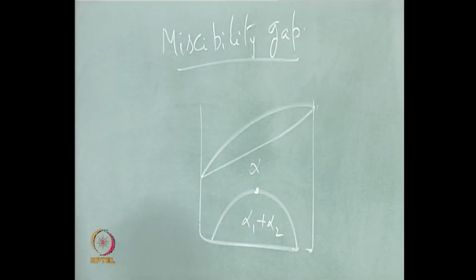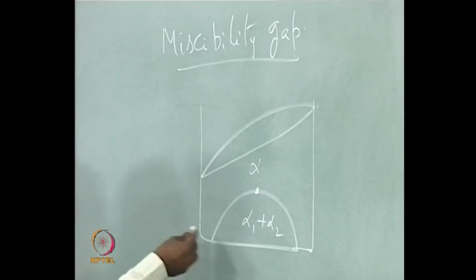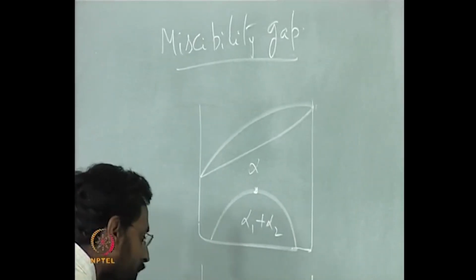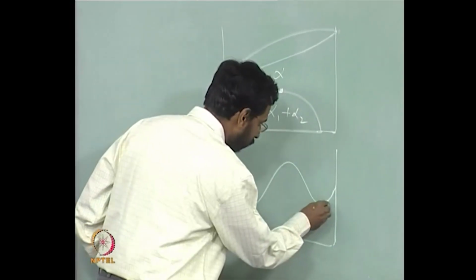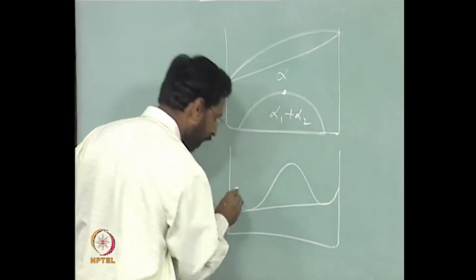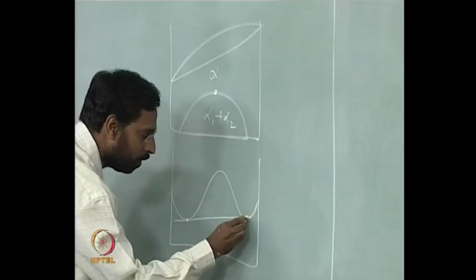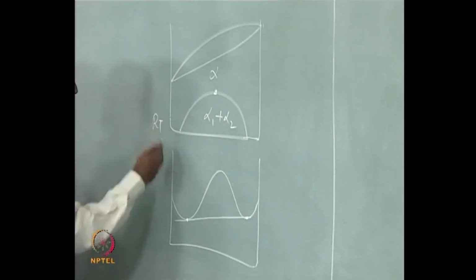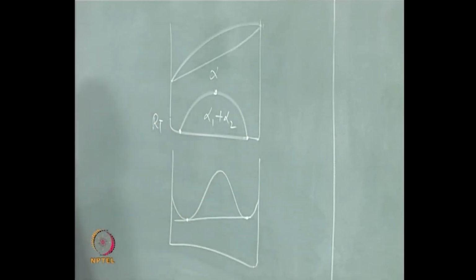If you look at the free energy composition diagram at any temperature within the miscibility gap, we know that the free energy composition diagram looks like this, something like this, and we can talk of a common tangent, and these 2 points we call binodals, and if this is done at room temperature, these 2 points basically correspond to these 2 points, right.